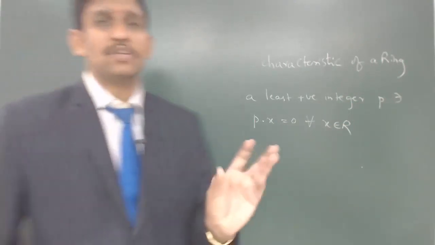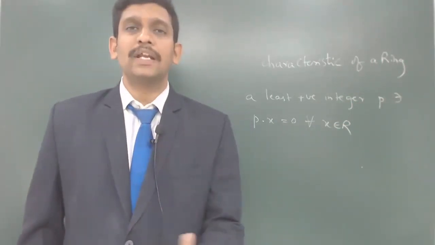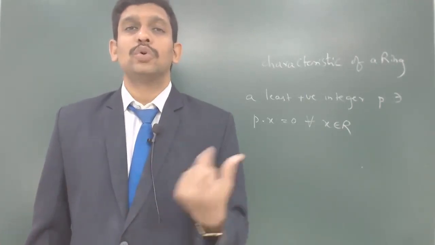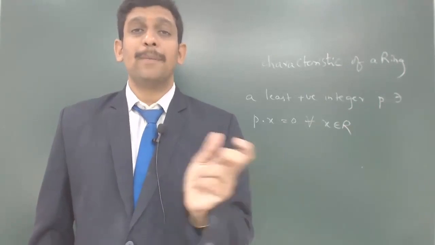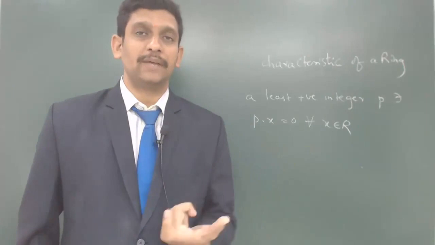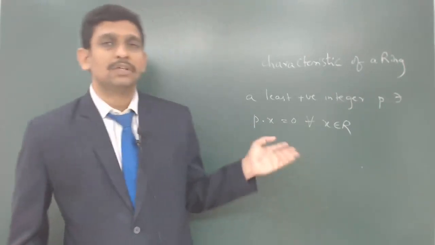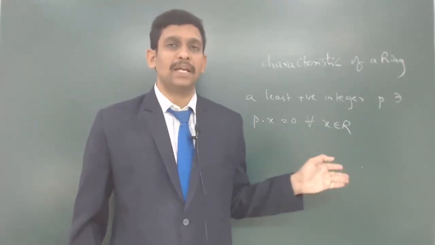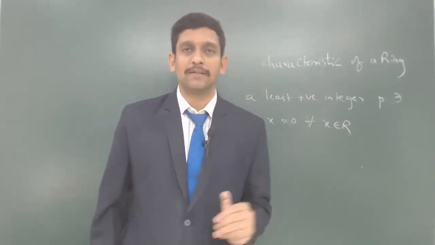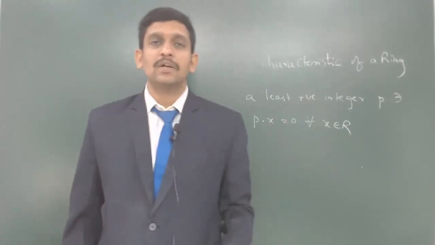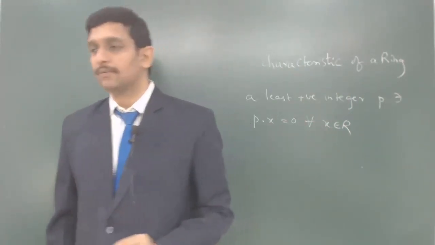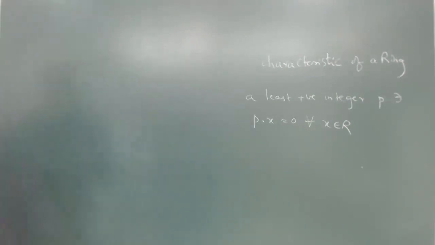It is very similar to the definition of order of an element in a group. The order is the least positive number n such that a power n is equal to identity. This thing we mentioned in the group theory. In a similar perspective, it is the least positive integer p such that px equal to 0 for every x in the ring. So for the whole set, whatever the x value you take, if you multiply with p, you should get 0. That we call the characteristic of the ring.